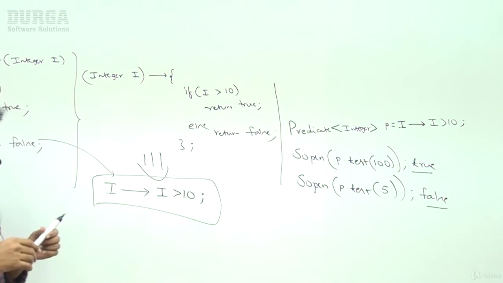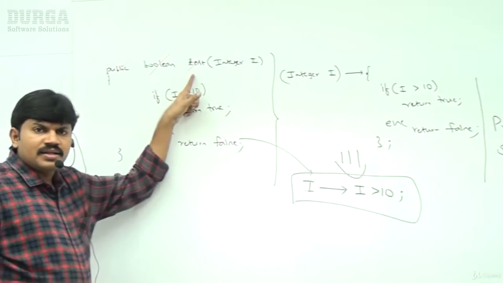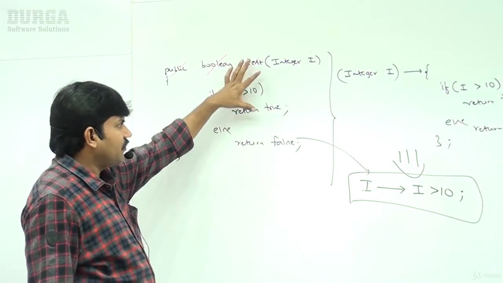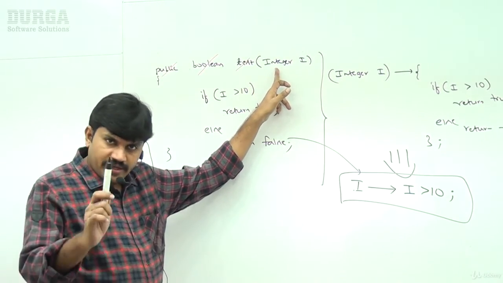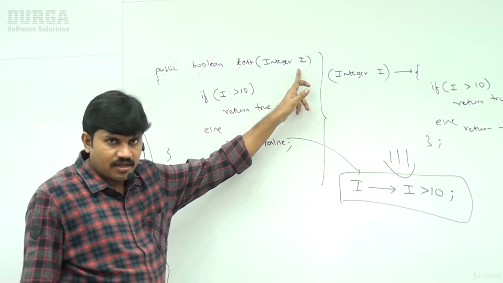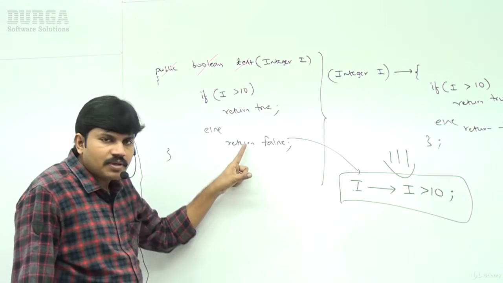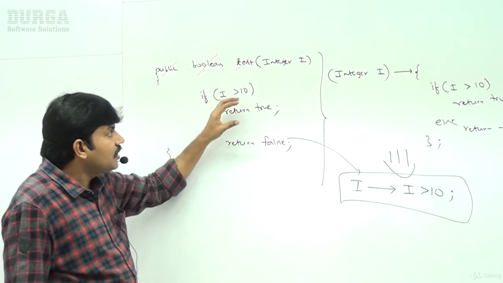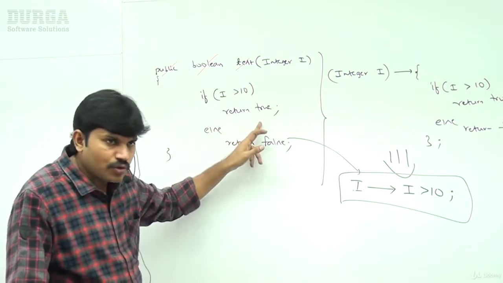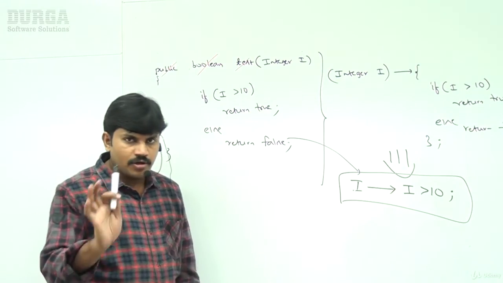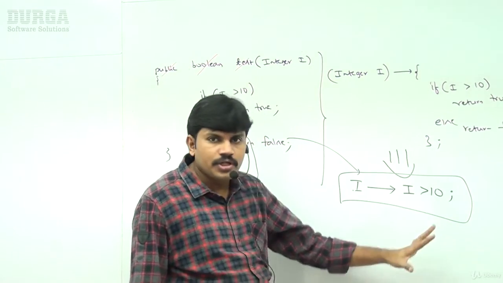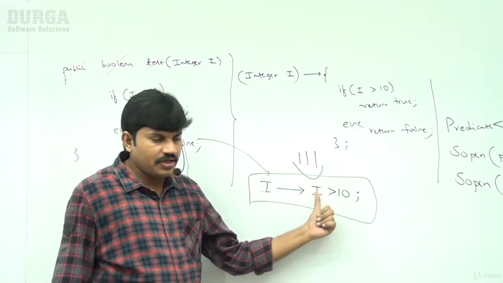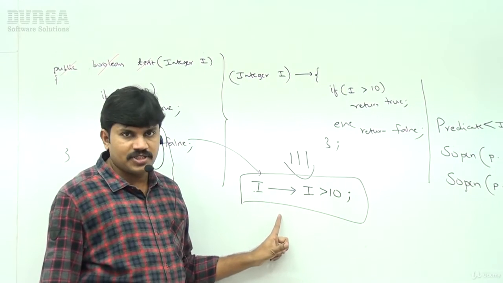Sir, let me repeat once again. Observe that. I write a normal method which can take an integer as the argument, and it will perform some conditional check. If it is greater than 10, return true, else return false. Now my question is, I want to convert this method into a lambda expression. This is the equivalent lambda expression.